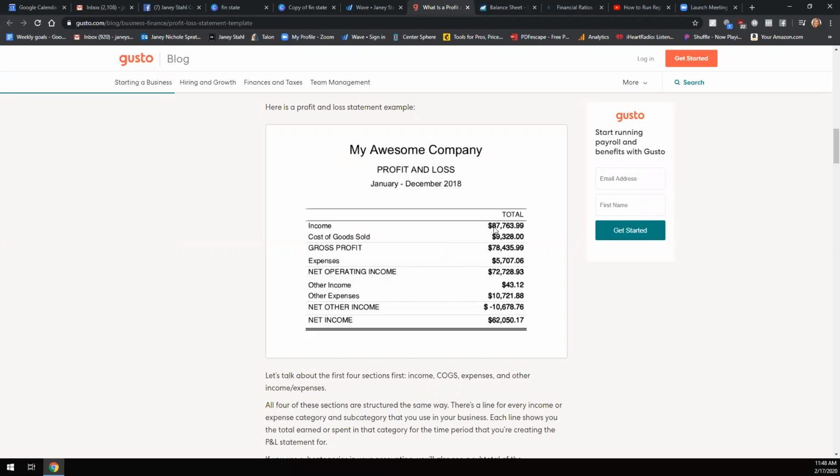Here you have your income, your cost of goods sold, your gross profit, and then your other operating expenses. You may have other expenses and then your net income. So the key here is you want to get this net income number right. I'll circle back to this, but you can also find this report in QuickBooks or in whatever accounting system you're using.